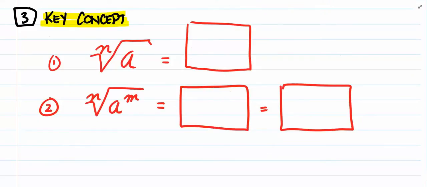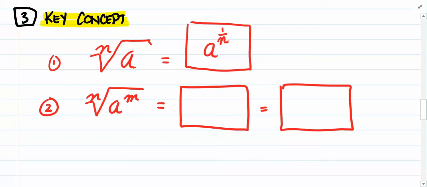Box number 3 is a key concept, so let's make sure we take note of this. There are 2 key concepts that I want to introduce to you. Number 1 says the nth root of a is equivalent to, and I have this little blank box over here, and what it is equivalent to is equal to this. It's equal to a to the 1 over n exponent.